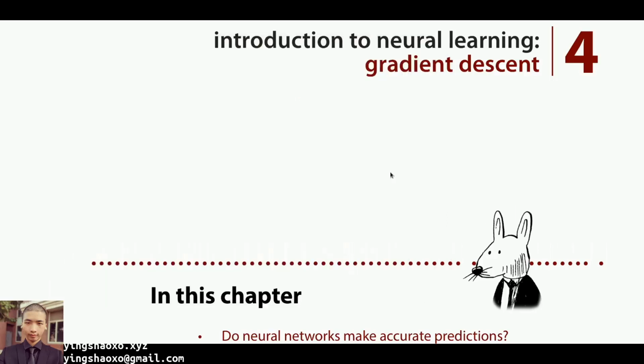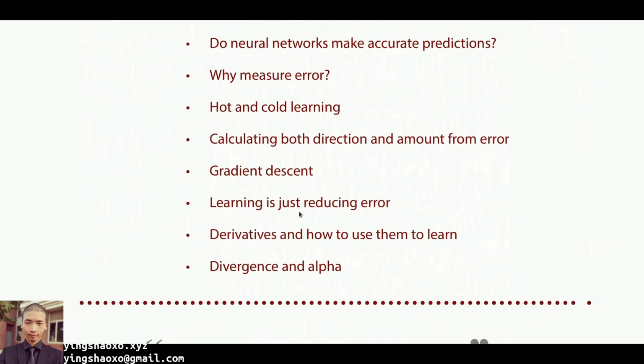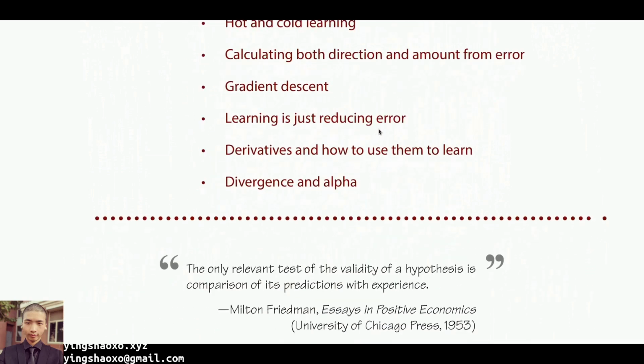Here, dear students, we're going to enter Chapter 4, Introduction to Neural Learning, Gradient Descent. In this chapter, you will learn: do neural networks make accurate predictions? Why measure error? Hot and cold learning, calculating both direction and amount from error. Gradient descent, learning is just reducing error. Derivatives and how to use them to learn.